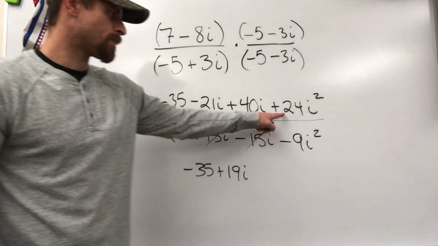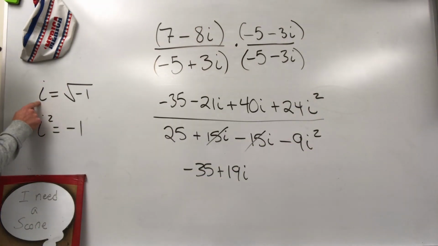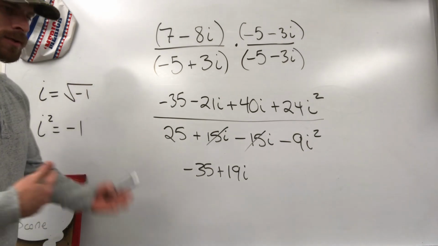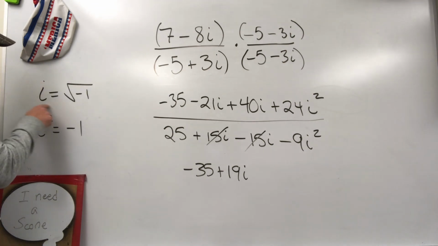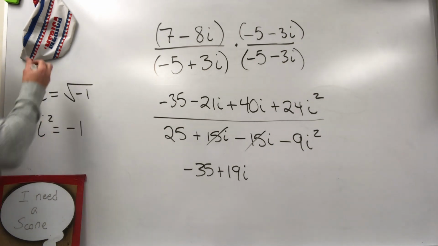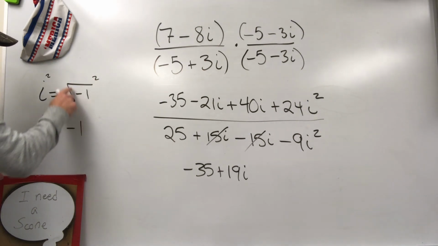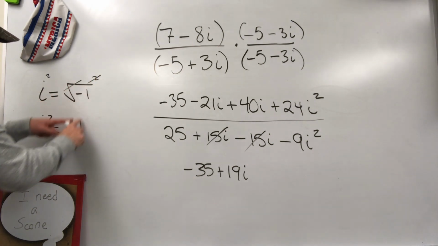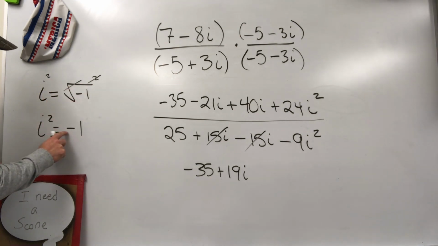Okay, now right here, 24 i squared. Well, let's think about what we know about i, imaginary numbers. i is equal to the square root of negative 1, which we know can't be done, right? Can't multiply two numbers together that are the same and get negative 1. So this is our imaginary number, okay? But if I were to square it, well, when you square a square root, these eliminate each other, so both parts are gone and all you're left with is negative 1. So i squared would cancel out the square root, the radical, and give you negative 1 as your result.